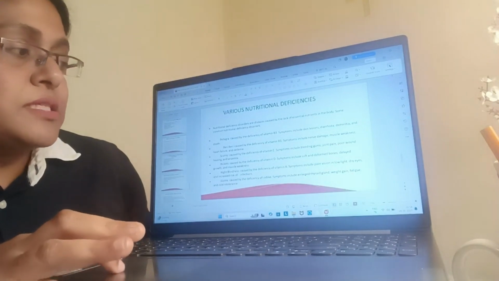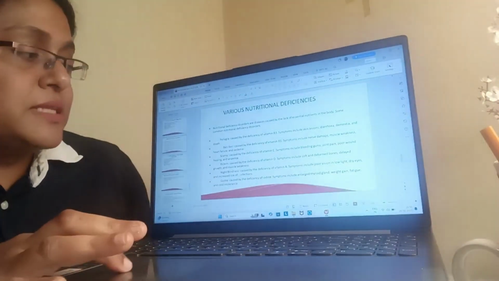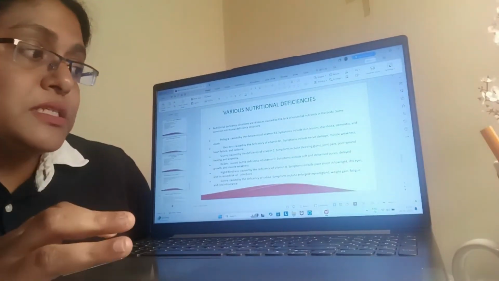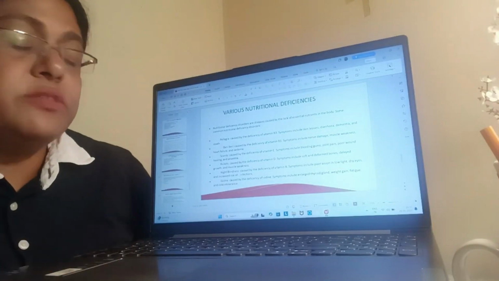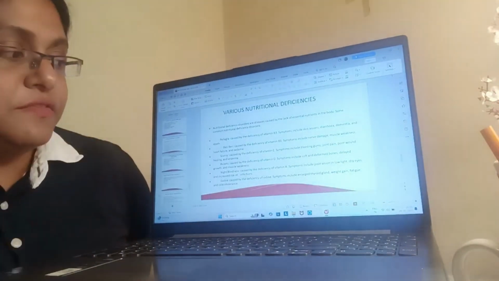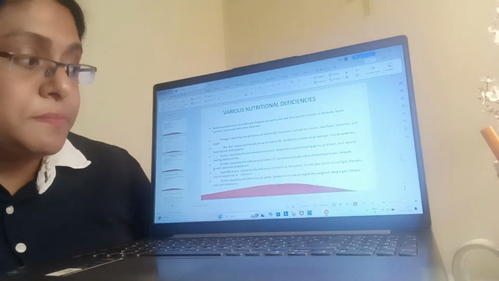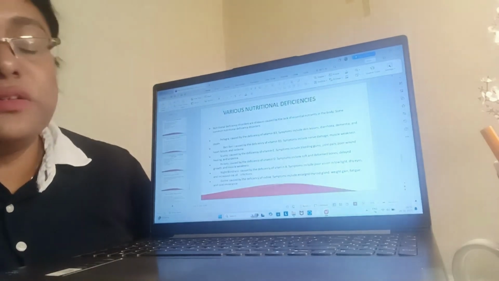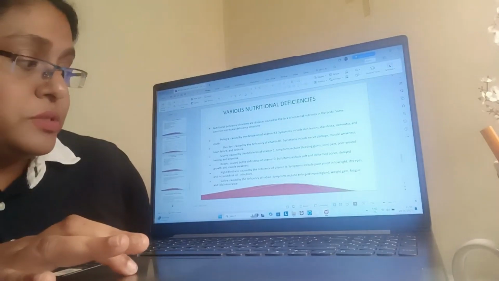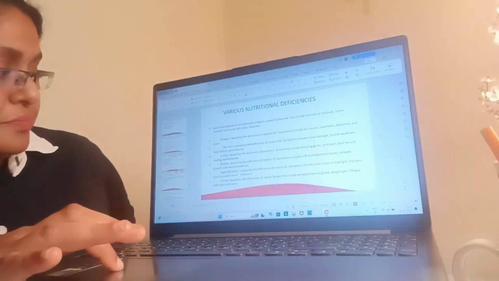And rickets is caused by the deficiency of vitamin D. So delayed growth and muscle weakness are the symptoms. Night blindness is caused by the deficiency of vitamin A. In the world nutritional deficiency rate, vitamin A deficiency is at its highest peak. So the symptoms are poor vision and dry eyes. There is also an increased risk of many infections. And goiter is caused by the deficiency of iodine as well.